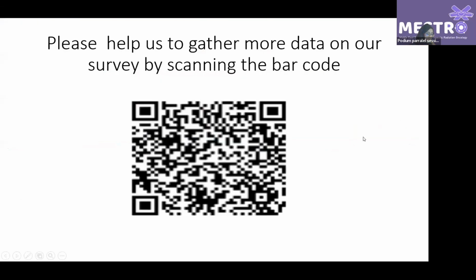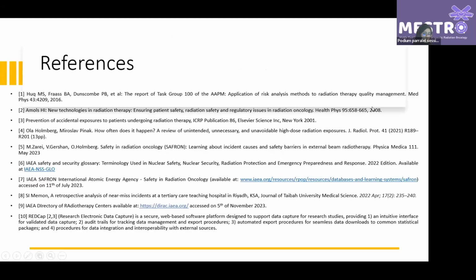And please, if you didn't receive the survey or fill it in, you can scan the barcode and help me gather more data in order to finish this survey. And this is a call from me through MISTRO that we need to have a unified platform for an incident learning system in our region. This is really important in order to learn from each other. Thank you so much.